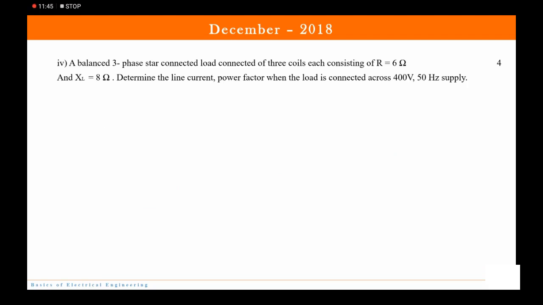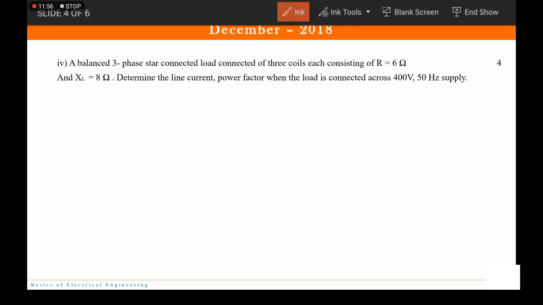Now let us go to the next question. The question says a balanced three-phase star connected load consists of 3 coils. So it is a balanced load, star connected, something like this. We have a star connection and here we have ZPH. Let us write the values now: R is given to be 6 ohms and XL is given as 8 ohms.